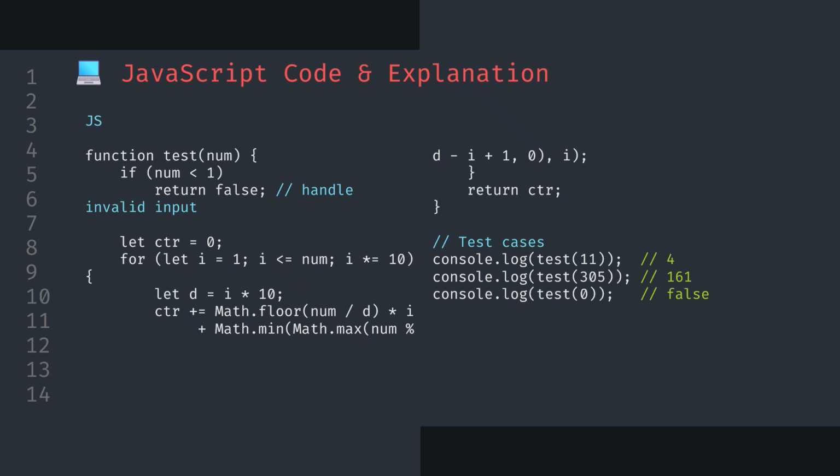Here's the JavaScript code. First, we check if the number is less than 1. If it is, we return false. Otherwise, we use a loop that goes through each digit place: ones, tens, hundreds, and so on. The formula here helps us count how many times 1 appears in each position. And finally, we add it all up and return the result. This is way more efficient than writing out every single number and checking them one by one.